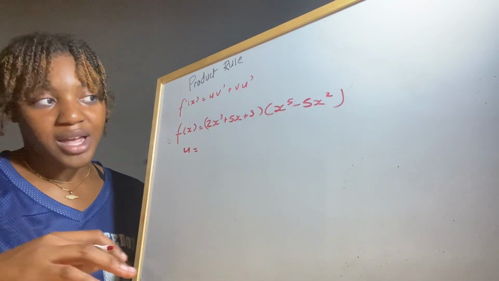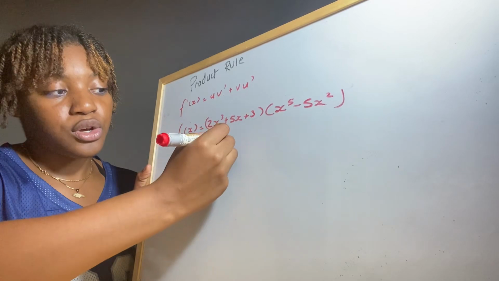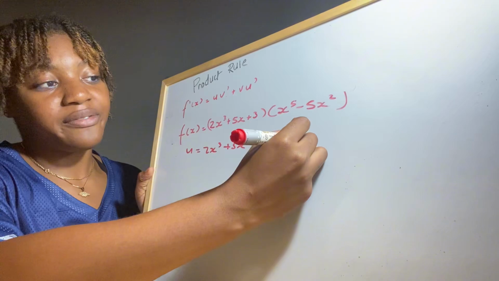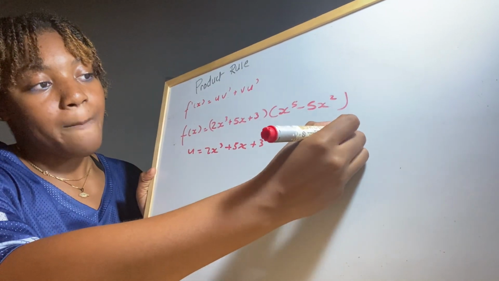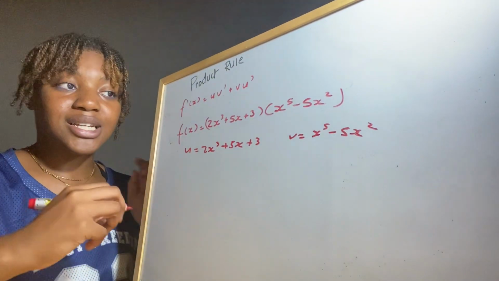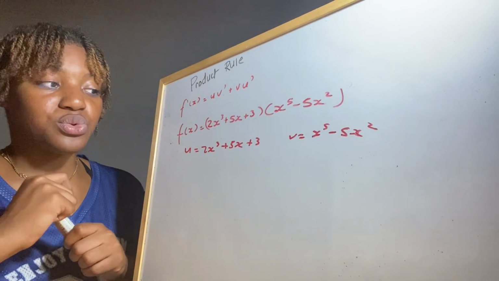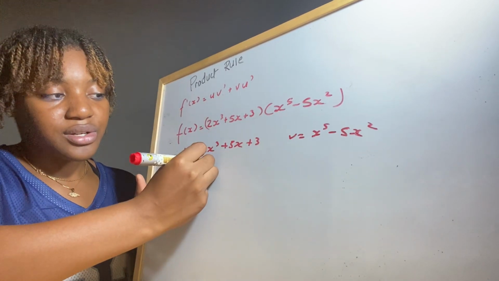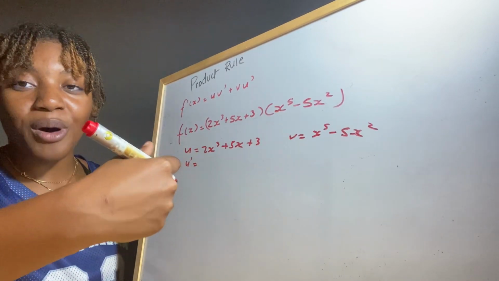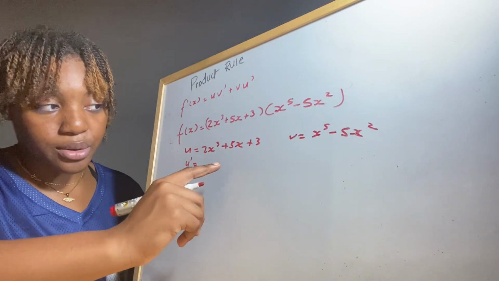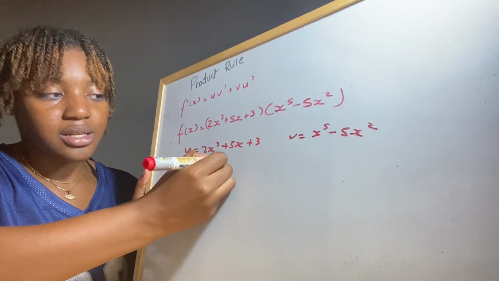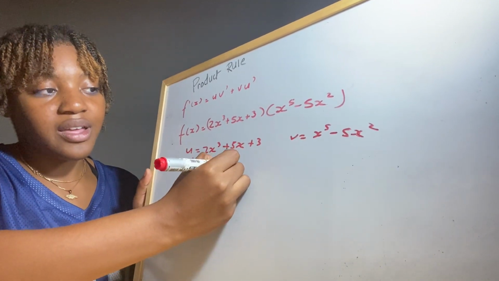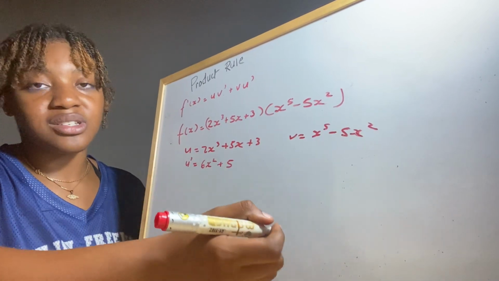So I want my u to be the 2x cubed plus 5x plus 3, and I'm going to identify v as x to the 5th minus 5x squared. Next thing, I'm going to find the derivative of each one. So I'm going to find u prime, so I'm going to differentiate this. So 2x cubed, I'm going to use the power rule to differentiate it. So 2x cubed would give us 6x to the 2nd power plus 5x would give us 5, and this would technically be 0 because it's a constant.